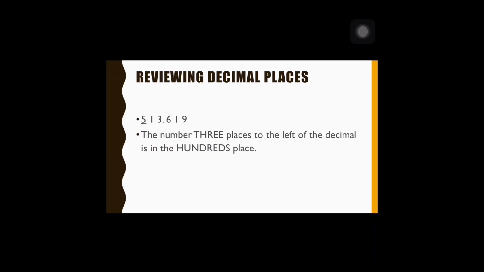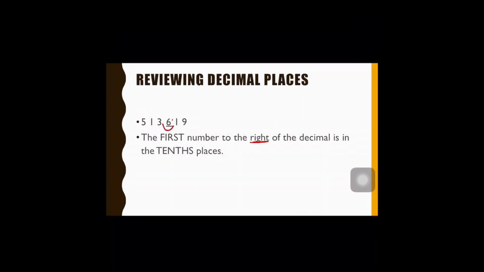The number 3 places to the left of the decimal is in the hundreds place. That will be your blank. And let's count 3 times. 1, 2, 3, and you have 5 in your hundreds place. So the number that's one over from the decimal is 6, and that's in the tenths place. Do you see how that has the THS? THS is a big indicator that it's going to be to the right of the decimal.